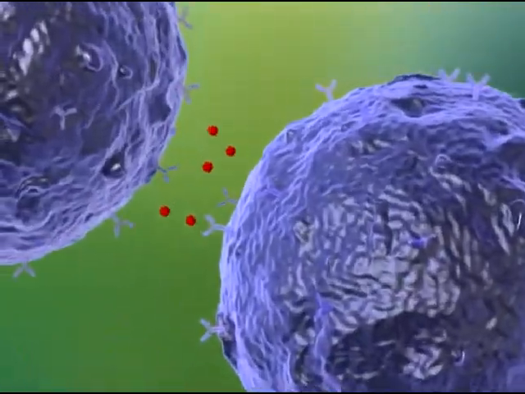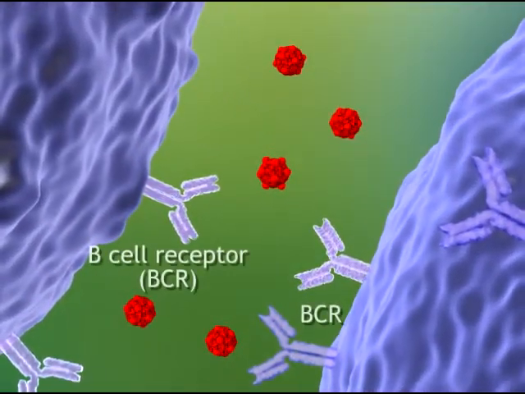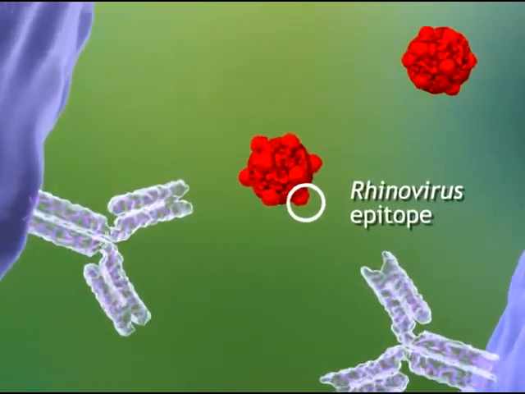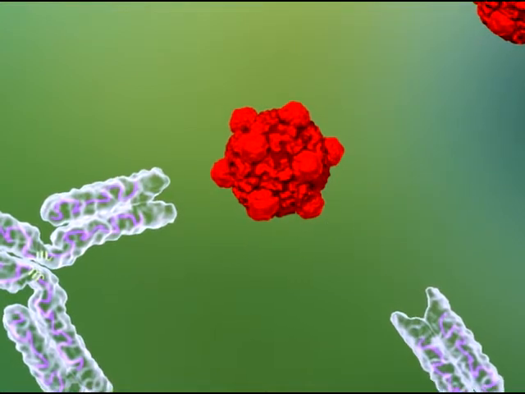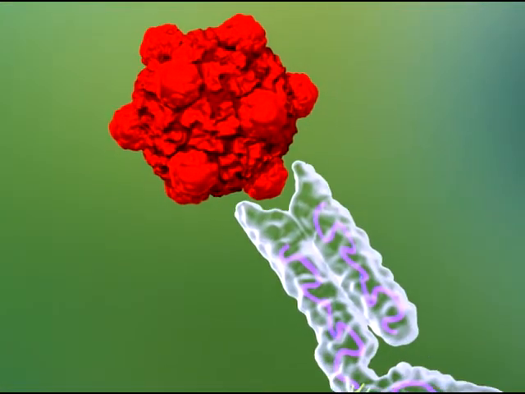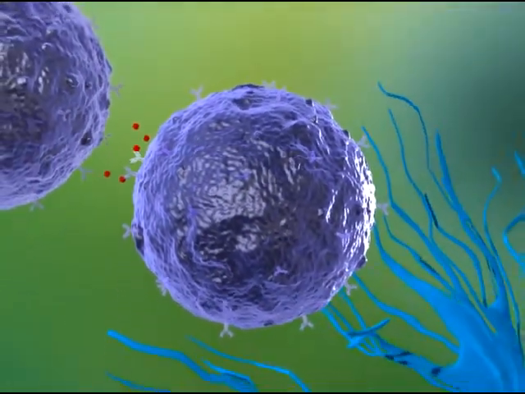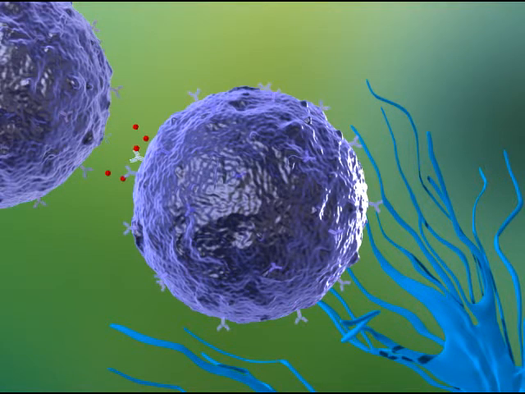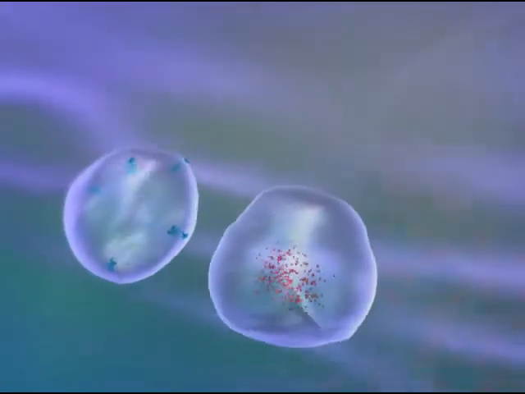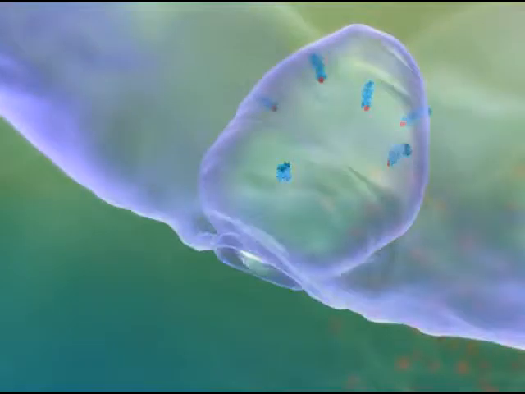Immature B cells conduct surveillance in the lymph nodes, using B cell receptors, or BCR, to recognize only one specific epitope. The BCR on the left does not recognize the rhinovirus, but the BCR on the right does, and this B cell is selected for activation in a step called clonal selection. The selected B cell takes in the rhinovirus, degrades it, and presents the rhinovirus epitope with its MHC2.